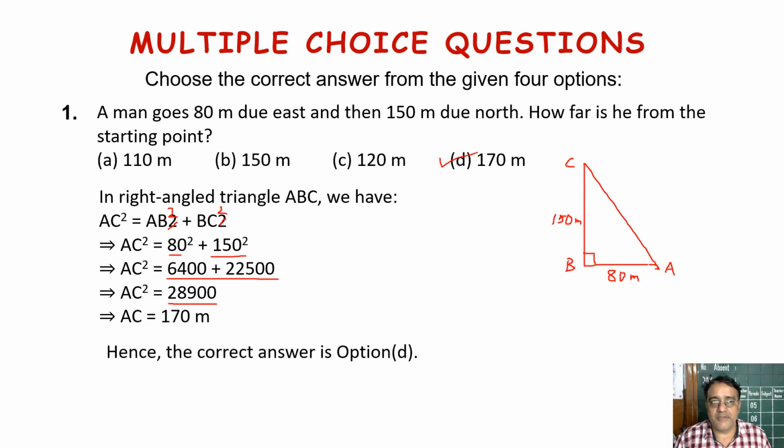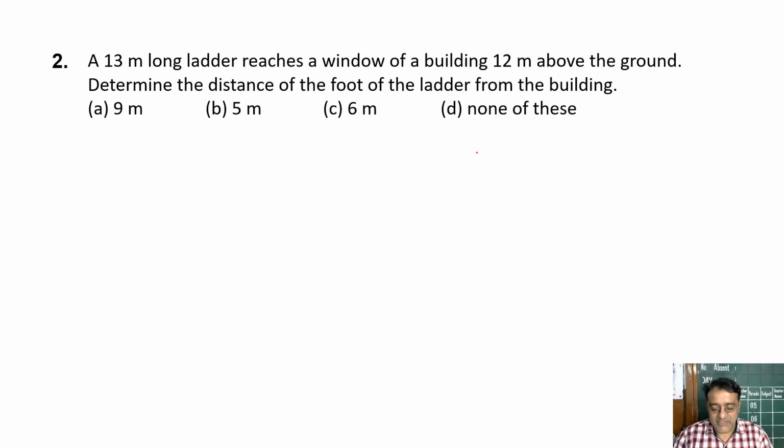Now we are moving toward question number 2. A 13-meter long ladder reaches a window of a building 12 meter above the ground. Determine the distance of the foot of the ladder from the building. We will draw a rough diagram. So this is the ladder and this is the building, height of the building, and we need to find the foot of the ladder from the building, that is BC.